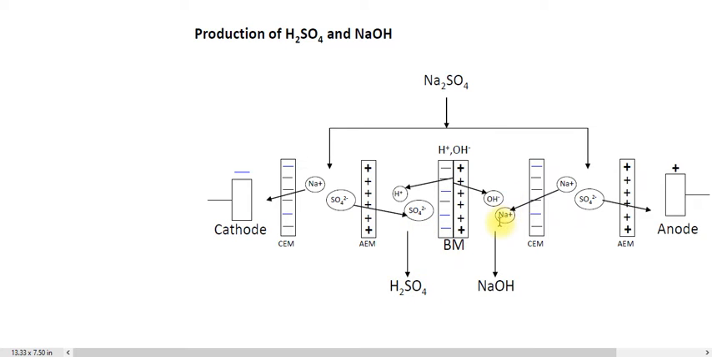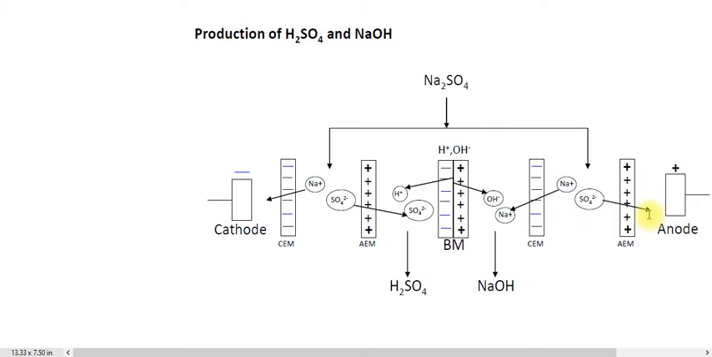Similarly, here the Na positive ion from this chamber will come through this cation exchange membrane. It will allow positive ions to pass through it, and the SO4 ion will go here. So it will cross the anion exchange membrane. Here the Na positive ion will react with the OH negative ion present in the water and create the NaOH solution. So here you have the acid H2SO4, and from this chamber you will collect the NaOH, which is the base.